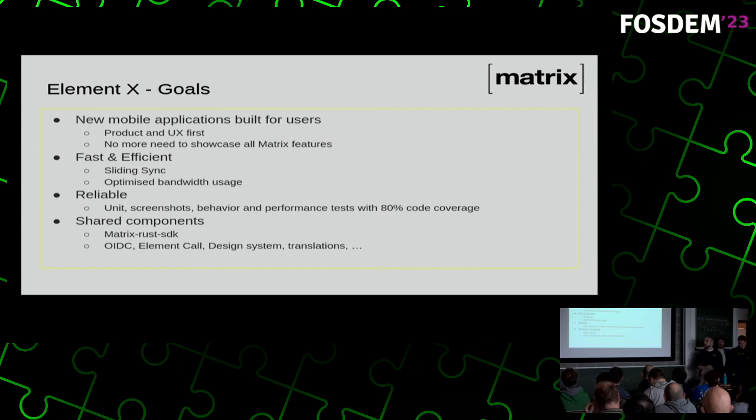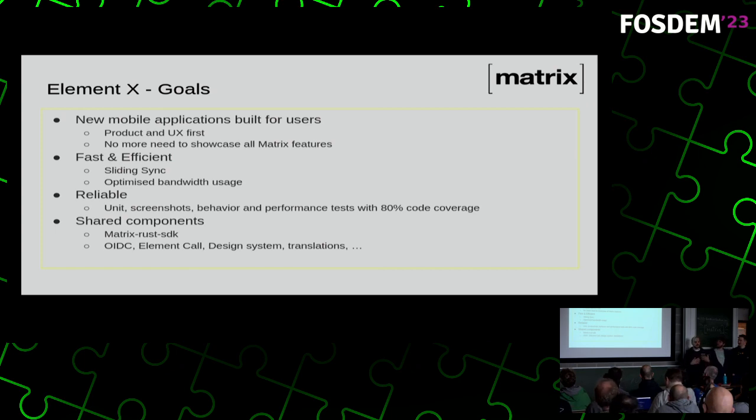Also, we want performance to be another very important goal. Actually, just as important as UX. Thanks to the sliding sync implementation on Element X, we're aiming to launch the app in less than 100 milliseconds. That's the thing that we're aiming for. And of course, also optimize the bandwidth usage. Also, we want to build an app that is reliable from the start. So testing and code coverage are, right from the start of the project, a higher priority.